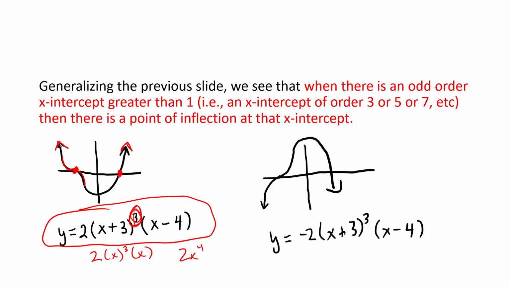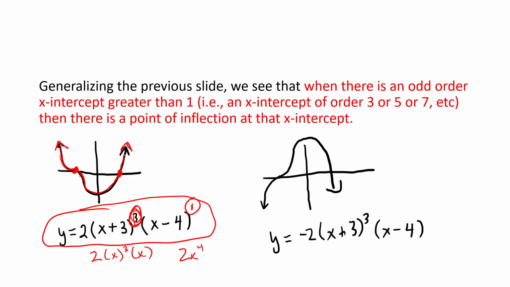Then I say to myself, okay, let's go from left to right now. Going left to right, I cut through that x value of -3. I approach an x value of 4, but since it's just a degree 1, there's nothing particularly special about that.